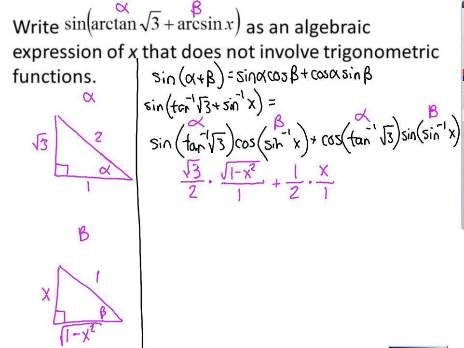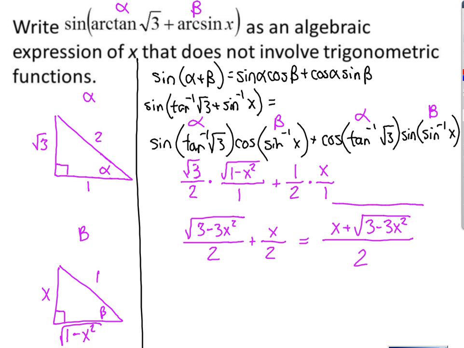Now let's simplify. Remember, when you have a radical times a radical, you multiply the stuff that's inside. Radical 3 times 1 is 3. Radical 3 times radical 1 minus x squared is going to be radical 3 minus 3x squared. 2 times 1 is going to give us 2. 1 times x is going to give us x. 2 times 1 is 2. If we combine these, because the denominators are the same, this is going to give us x plus the square root of 3 minus 3x squared all over 2. Now this is written without any trigonometric expressions.